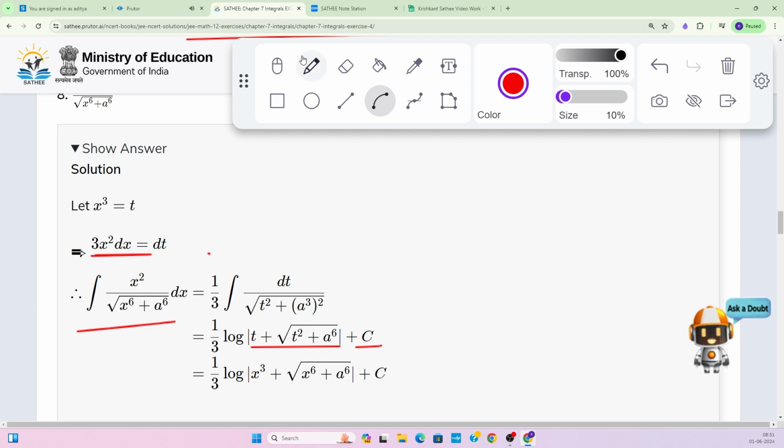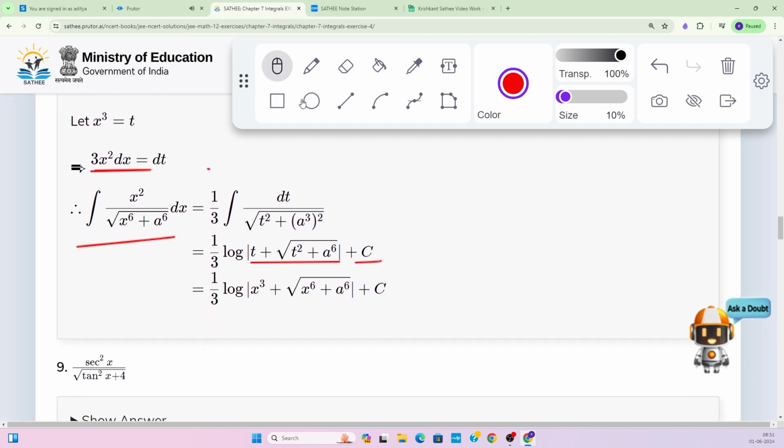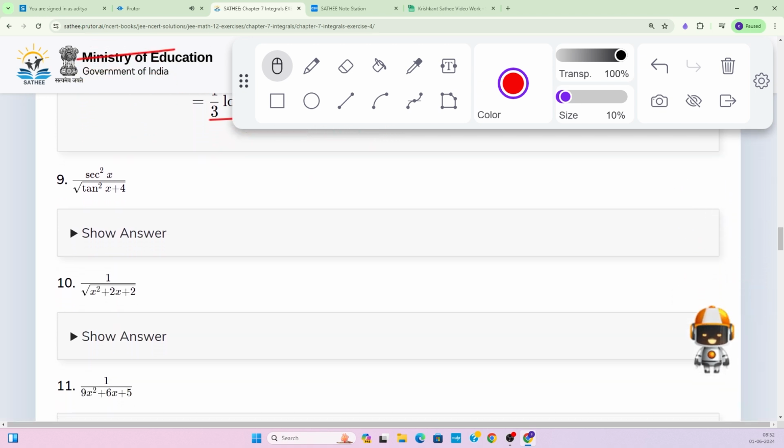Okay, now substituting back your t in terms of x, you will get your final answer as 1 by 3 log x cube plus root of x power 6 plus a power 6, plus some constant. Always add some constant. Okay, let us move to the ninth problem.